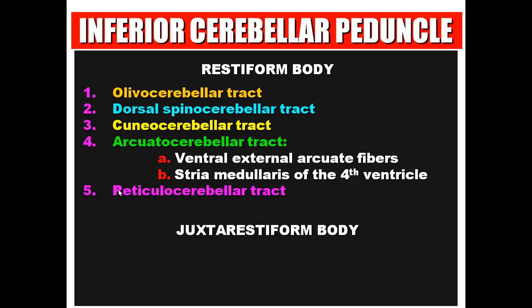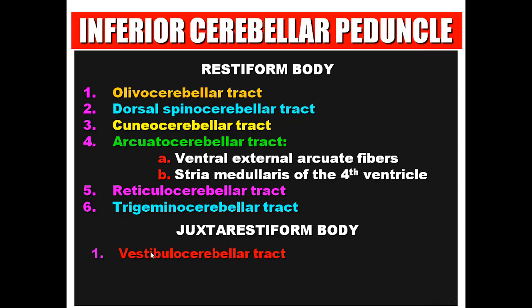And reticulocerebellar fibers or reticulocerebellar tract from the reticular formation to the cerebellum, and these fibers convey motor and sensory information to the cerebellum. And trigeminocerebellar tract from the spinal trigeminal nucleus to the cerebellum. Juxta-restiform body contains connections of the vestibular nucleus. Okay, vestibulocerebellar tract. Vestibulocerebellar tract either direct or indirect. Direct from the vestibular nerve, indirect from the vestibular nuclei.